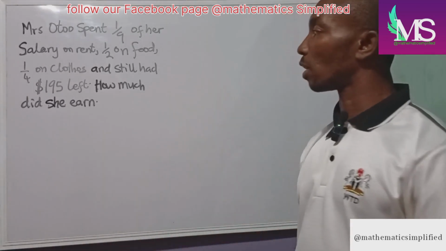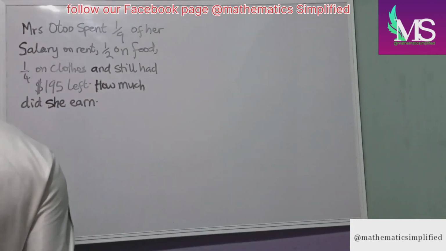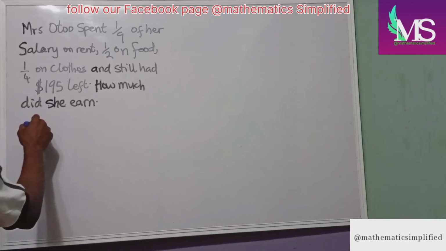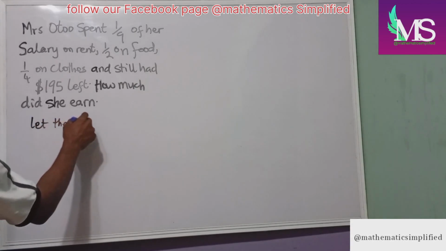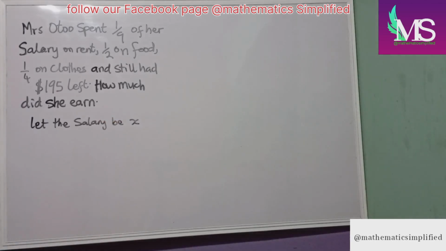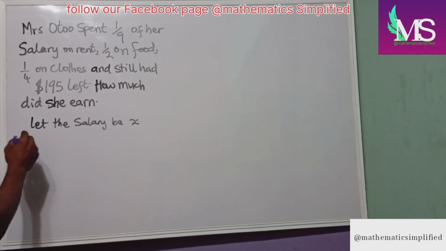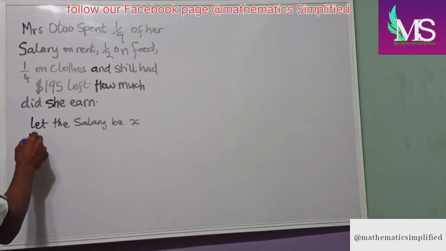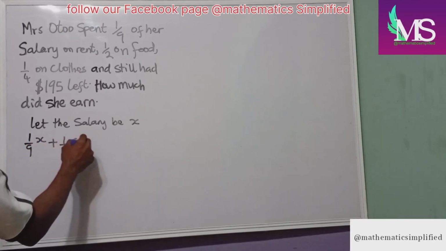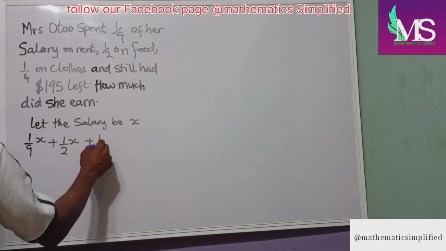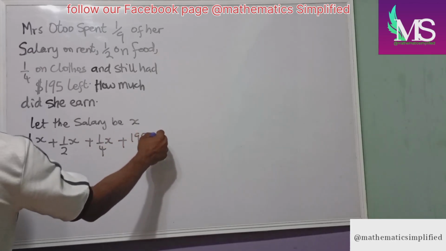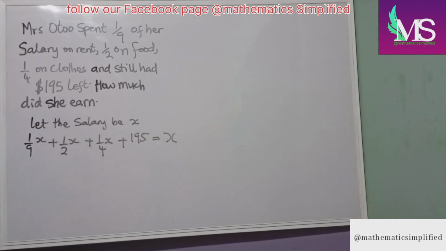Alright, now to solve this, let her total salary be X. So she spent 1/9 of X plus 1/2 of X plus 1/4 of X, and she still had 195 left. So all of this will sum up to X.